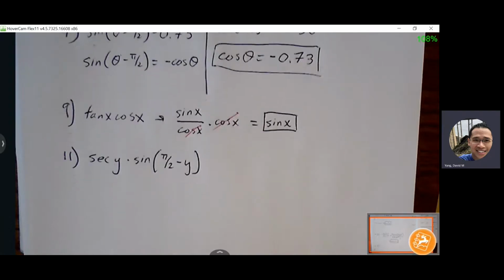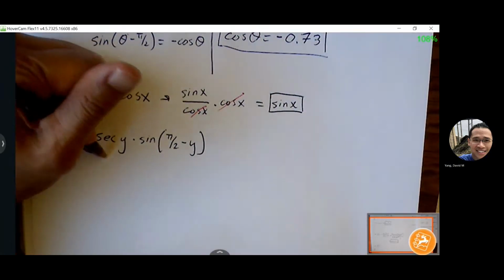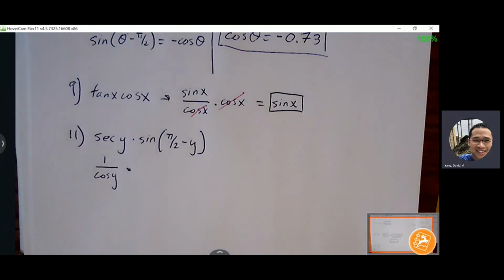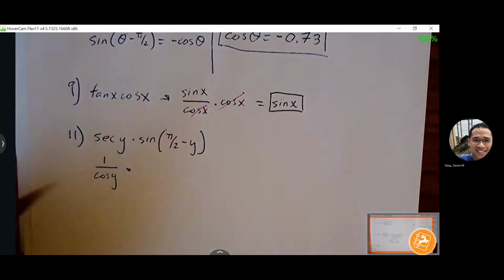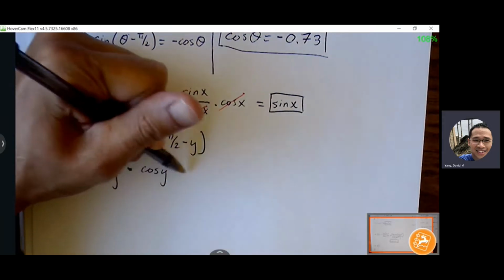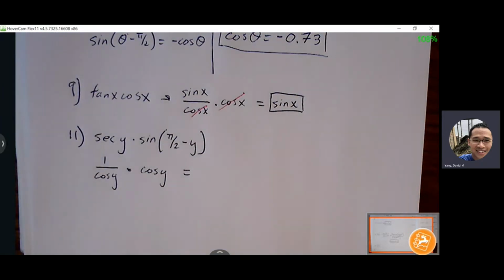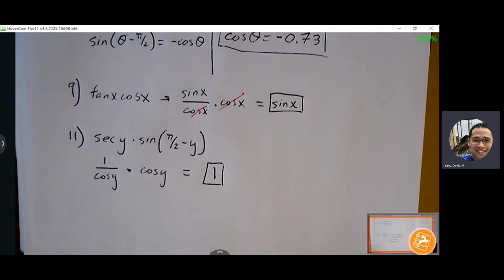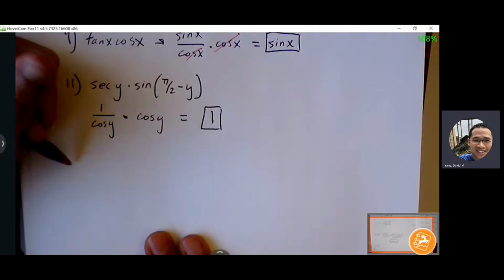Okay, secant of y, maybe I can convert that to be in terms of cosine. Times. Do I have a suitable replacement for sine of pi over 2 minus y? Yeah. Yeah, theta and y are interchangeable, just the variable here. So that reduces to be just 1. All right, numerator and denominator just cancel each other out. Okay, 13.